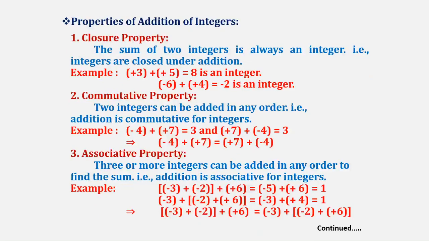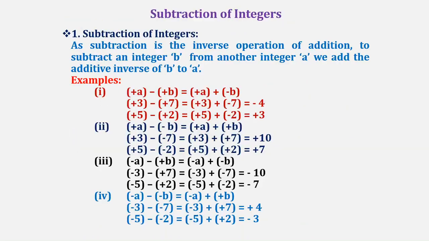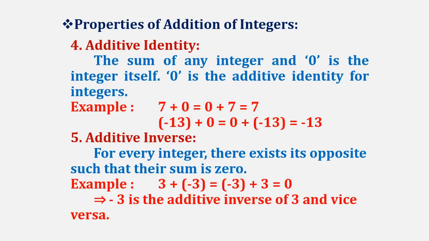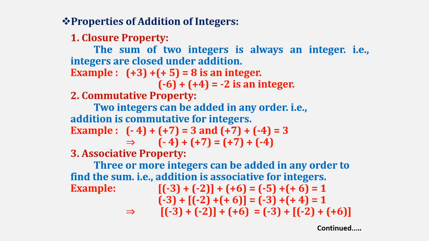Next, properties of addition of integers. So these are the different properties we learnt while we are learning about the whole numbers and natural numbers also. So here also we learn about the properties of integers. The first property is closure property. Closure property means the sum of two integers is always an integer. That is, integers are closed under addition.